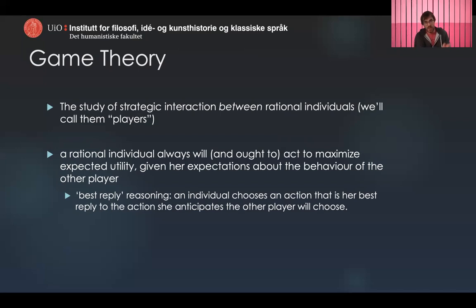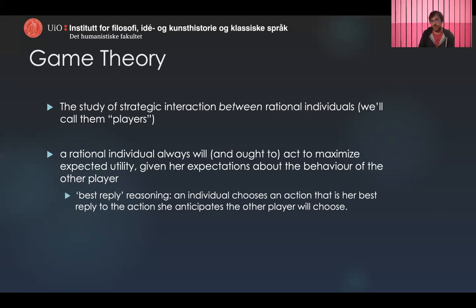And so here, a rational individual will always and should always act so as to maximize expected utility, given her expectations about behavior of the other player. Okay, so here's not just trying to maximize expected utility, you maximize the expected utility given that you have certain expectations about what the others can do. So someone who is a player in such a game will often use best reply reasoning. So that means the following.